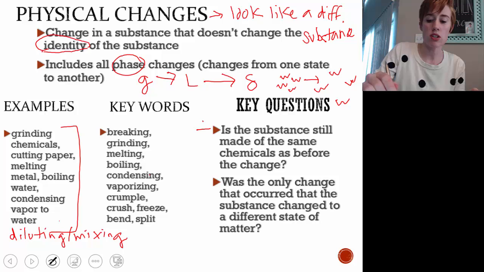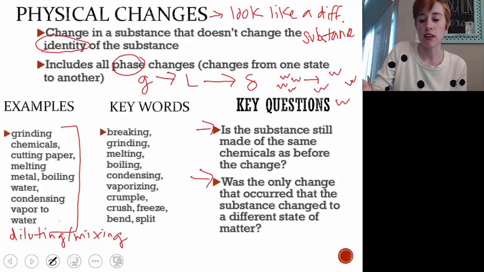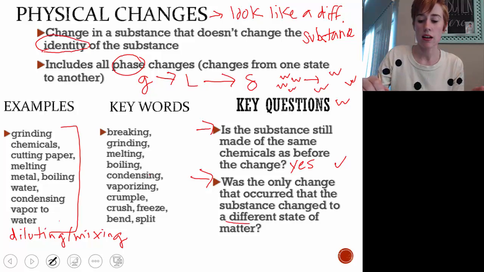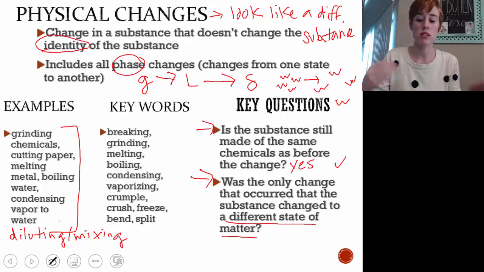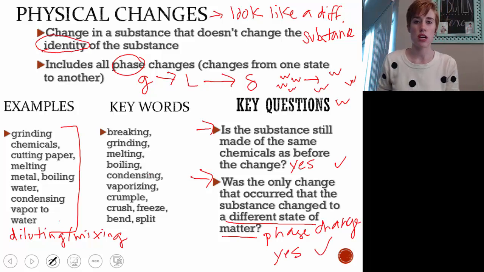These are the two questions I always ask myself if I'm not sure whether it's a physical change. Is the substance still made of the same chemicals as before? If the answer is yes, then it is a physical change. You can also ask yourself, was the only change that occurred that the substance changed to a different state of matter, aka a phase change? Again, if the answer is yes, that means it's a physical change.